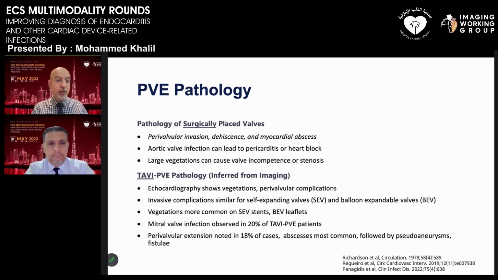Okay, and the echo usually shows vegetation or perivalvular complication, and the invasive complication for self-expanding valve and balloon expandable valve are similar. They're not that different. Vegetations, however, are more common on the self-expanding valve stents, whereas it's more common on the leaflet of balloon expandable valve. And we have to remember, in TAVI population, there's always a 20% chance that the mitral valve can be infected, and there's almost a 20% chance that you may have perivalvular extension, creating abscess or subsequently pseudoaneurysm, even fistulas we've seen.